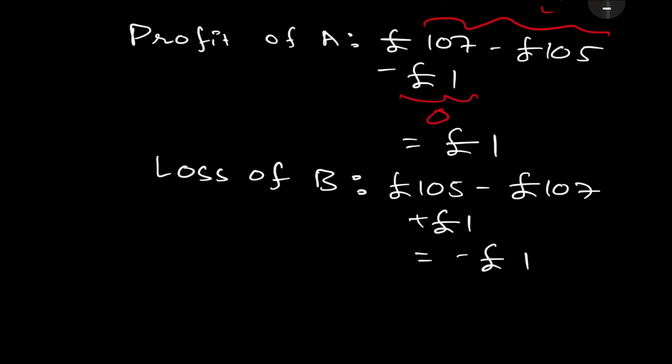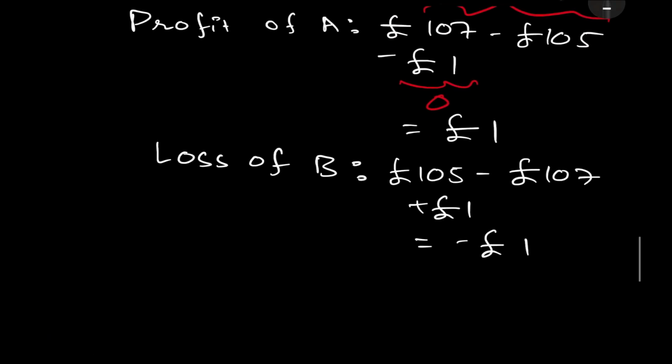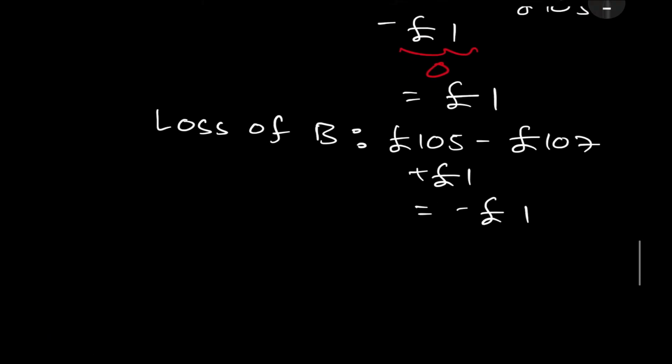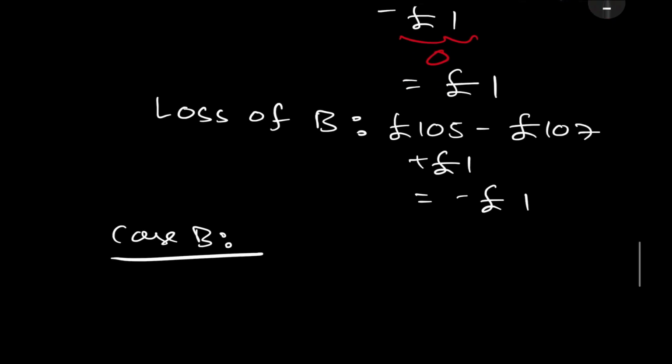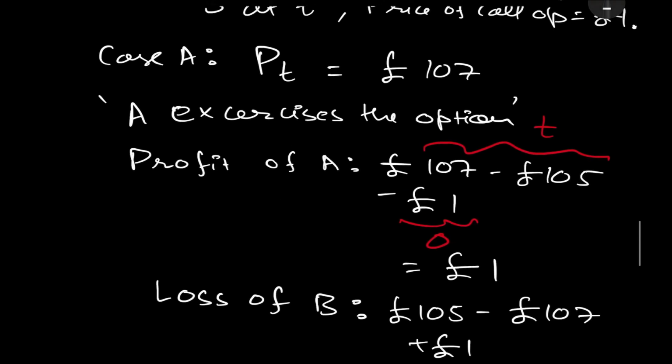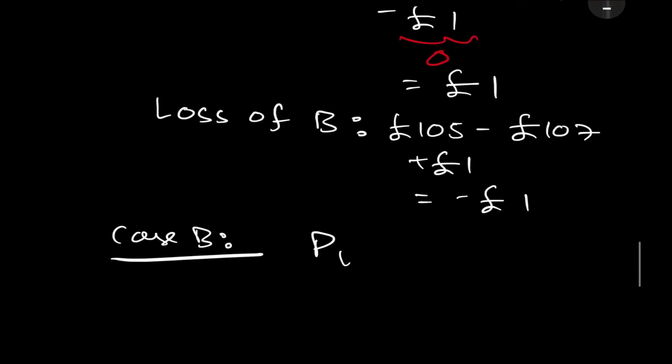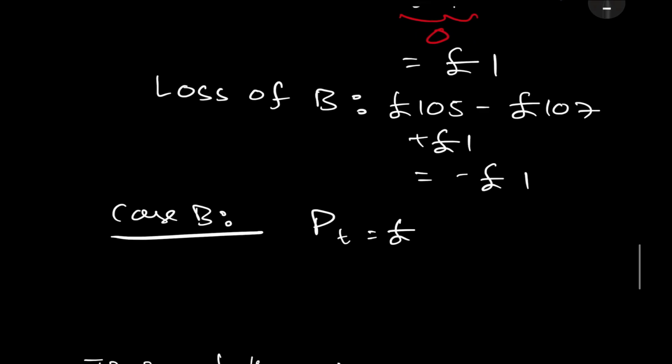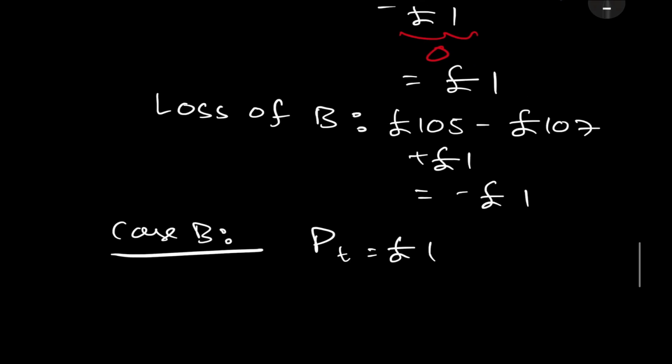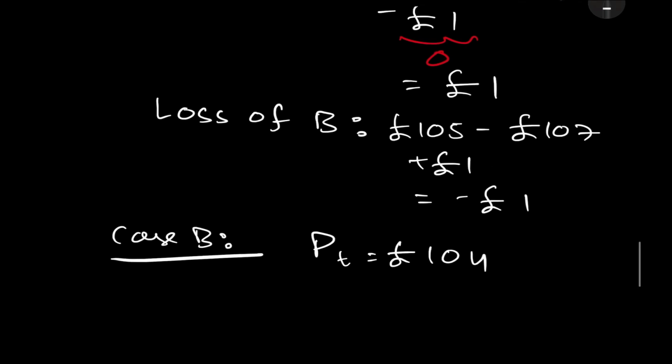Okay, very simple. Now let's just consider another case. This is case B. Now under case B, let's say the price at time t of the option is actually equal to 104. Okay, so if the price of the option goes to 104, this is a call option.